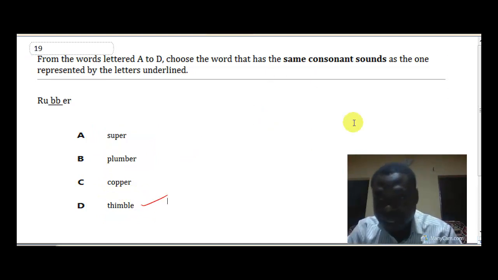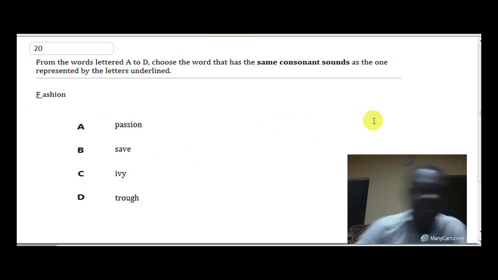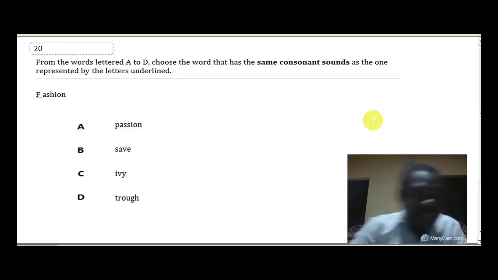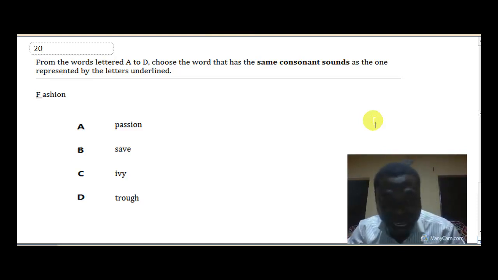Question 20. Fashion. The sound underlined is F. So which of the options has F in it? Option A, passion. Option B, save. Option C, ivy. And option D, trough. Clearly it is option D, trough.